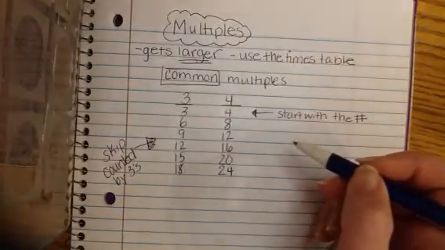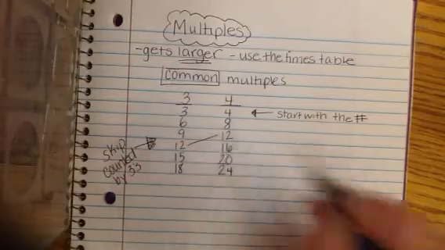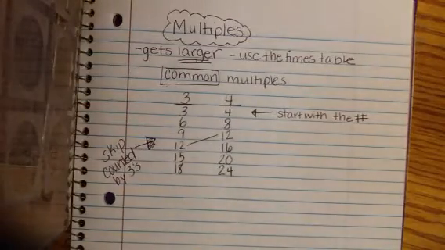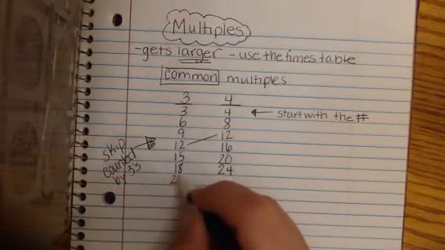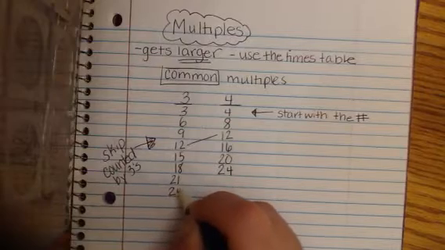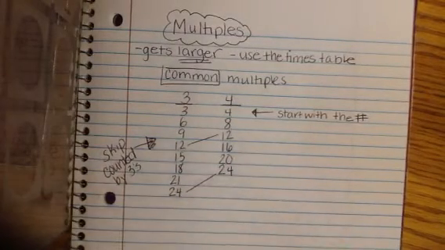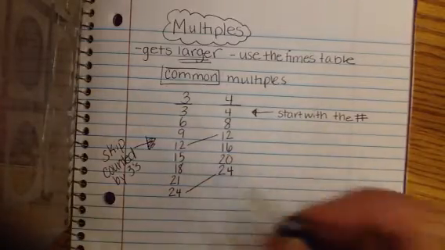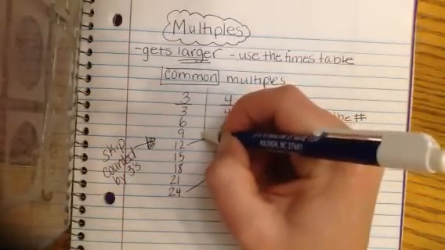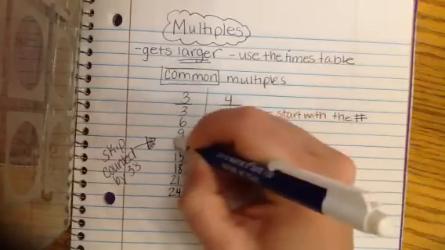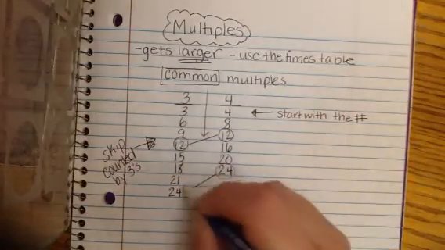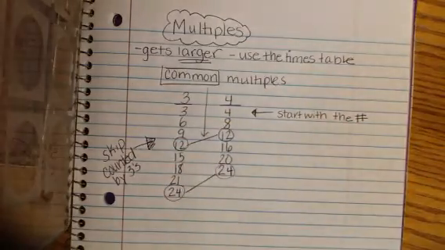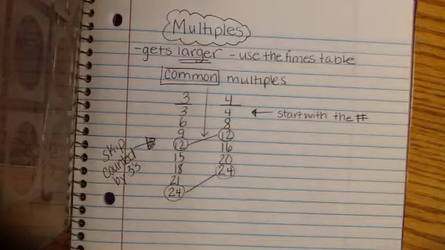Which ones do they have in common? They have a 12 in common. If I kept going over here, I would say they have this one in common. So common multiples, that's what this is. Common multiple is this one and this one. These are common multiples. So in the multiple family, that's what they have in common.